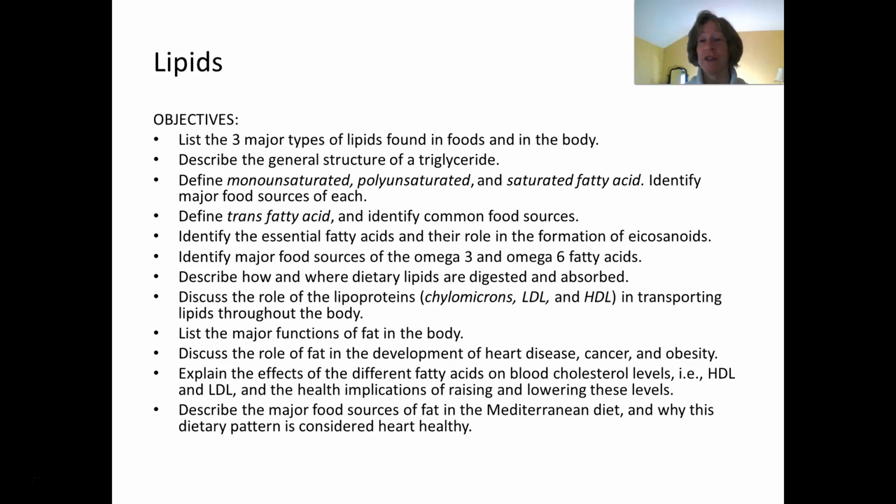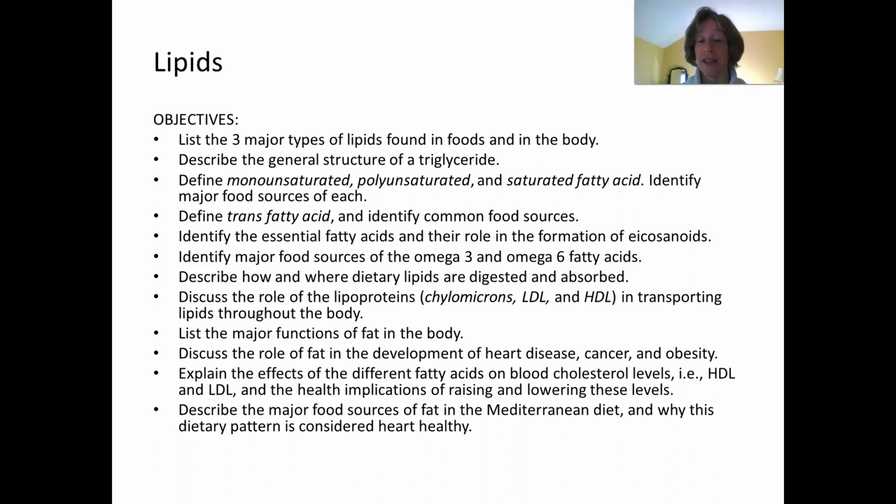Fats. Major functions of fat in the body, lots of major functions. We've got energy because they're a source of calories. You've got insulation. You've got immediate energy, stored energy. They're a component of every single one of the cells of your body, the phospholipids. Lots of different functions of fat, so I would encourage you to review those.